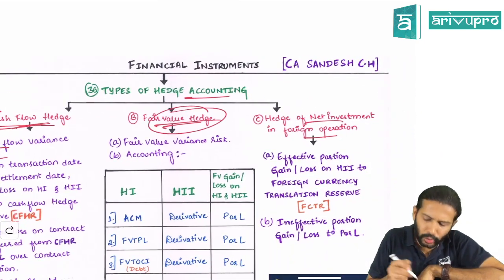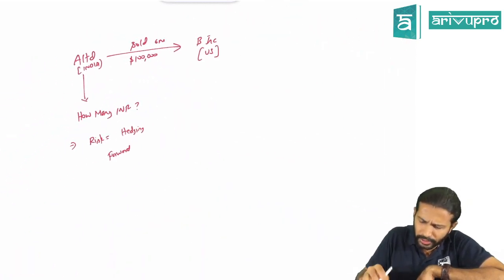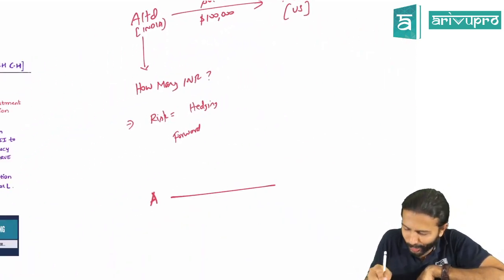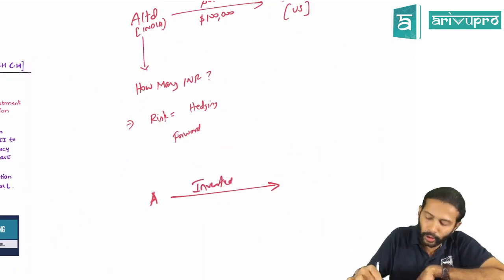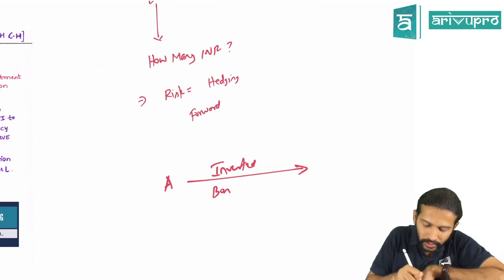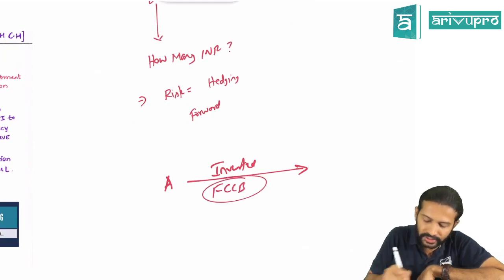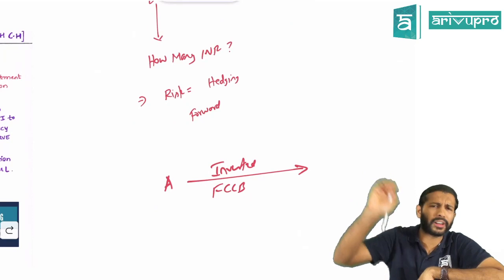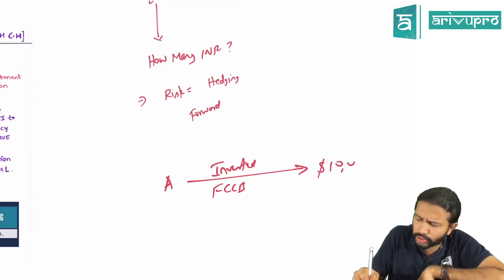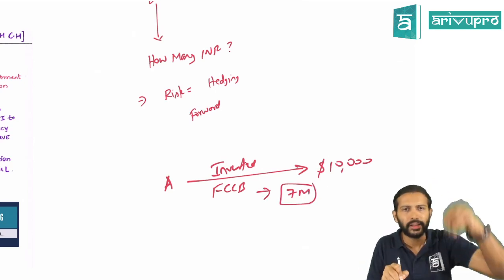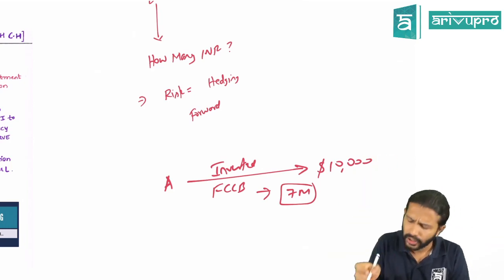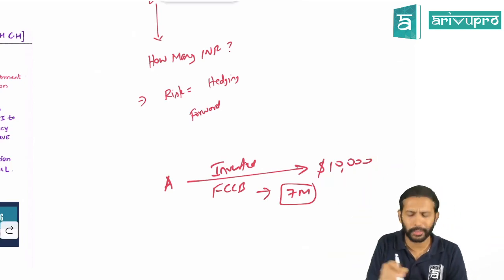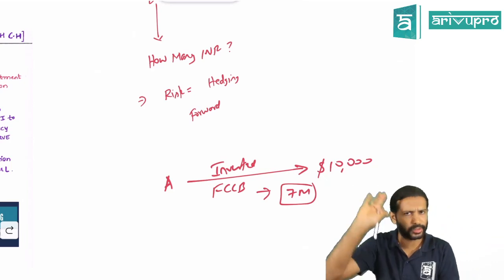Similarly, there is a fair value hedge. Let me give you a background before I get into that problem. Let's say A Limited has invested in a foreign currency bond, a foreign currency convertible bond, say FCCB, of $10,000. Let's say the term of this bond is 7 months for simplicity. A Limited has purchased a bond, maturity term is 7 months from the purchase date. The value of that is $1,000. But it is a foreign currency convertible bond which they purchased.